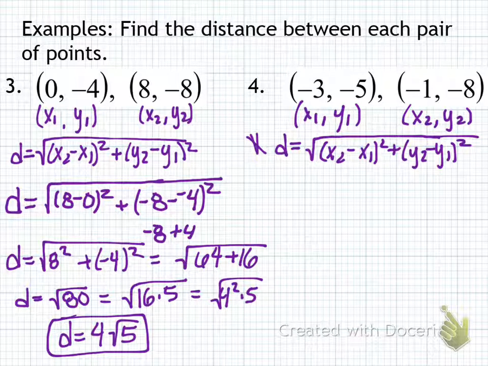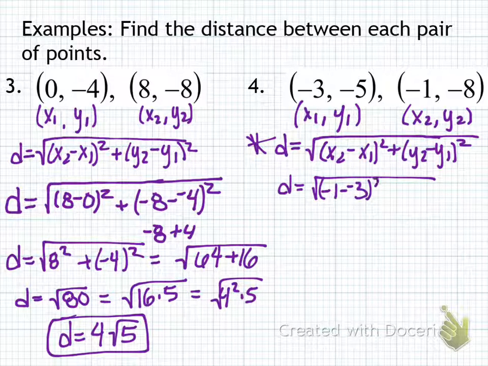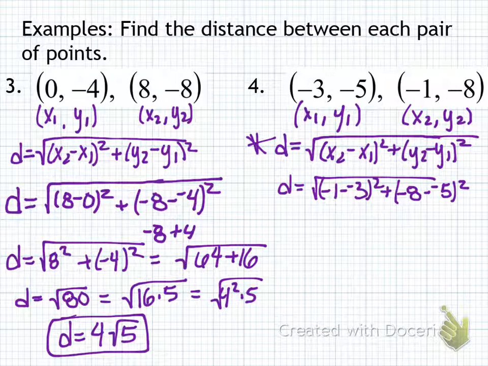It's just plugging it in at this point. You don't want to lose points because you just switched a negative to a positive or something. And having it written down right above will help you to plug in the numbers correctly. So plugging these in, x2 is negative 1, x1 is negative 3, y2 is negative 8, and y1 is negative 5. So lots of negatives going on.